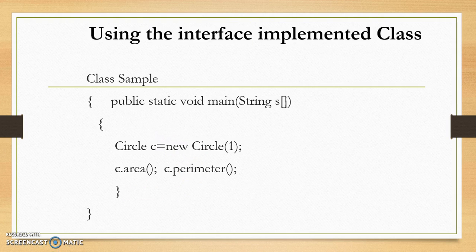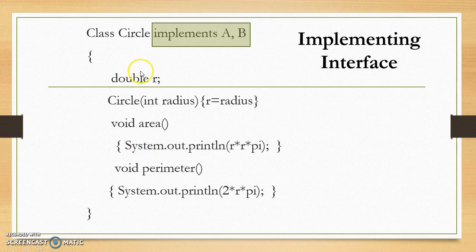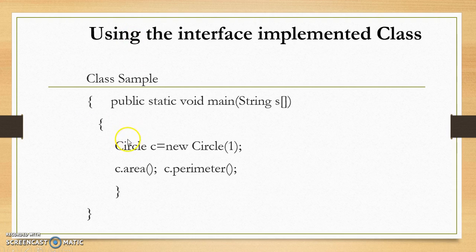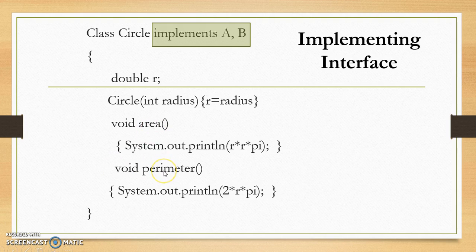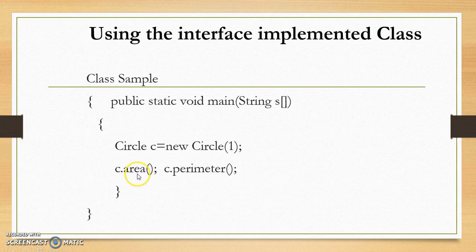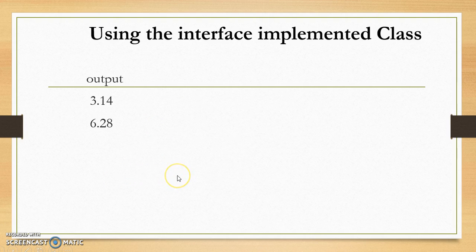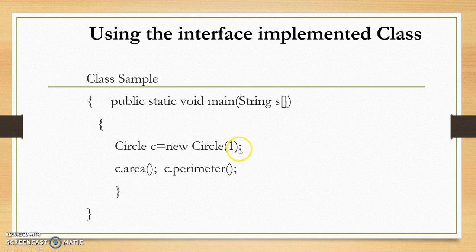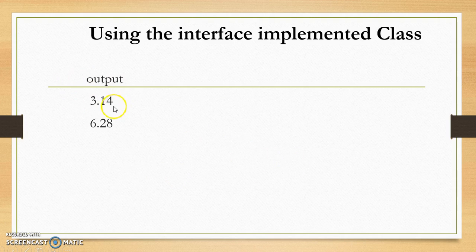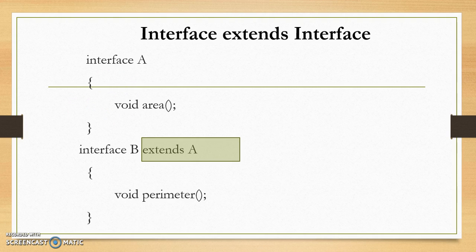So how to create and use the object? For the class we have declared, here Circle, we have created an object, and using the object we call the area and perimeter methods. This can be called like this: c.area and c.perimeter. So we have the output, since we are passing 1 as the parameter. For 2 pi r and pi r square, the values are going to be 3.14 for area and 6.28 for perimeter.